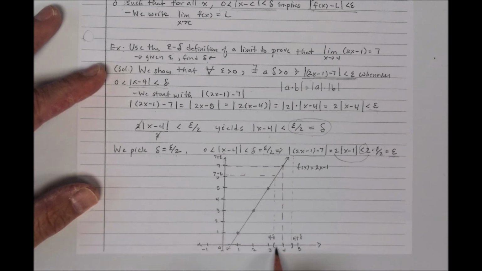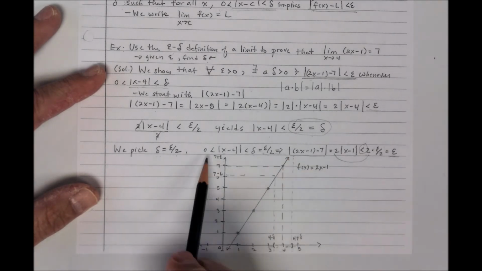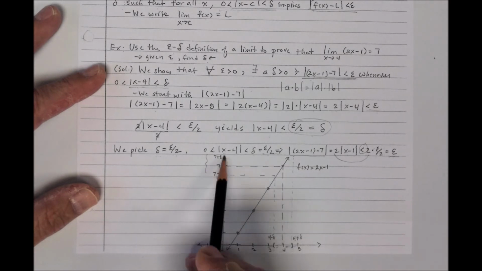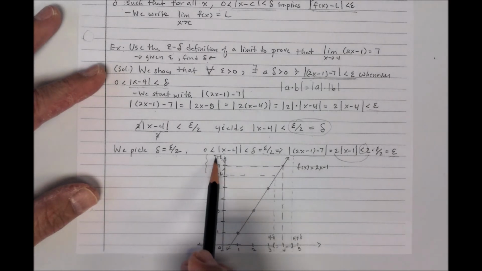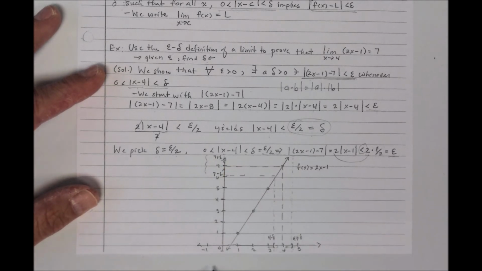So if I pick values closer and closer to 4 within this interval, 4 minus delta, 4 plus delta, not equal to 4, then you can see what happens on the curve, which is actually a line, that it's in between, these values are getting closer and closer to 7. That it's between 7 plus epsilon and 7 minus epsilon. So you pick the epsilon, I have to find the delta that makes sure that it stays within this interval of values. If I can do that, then I have formally shown by definition what the limit is.